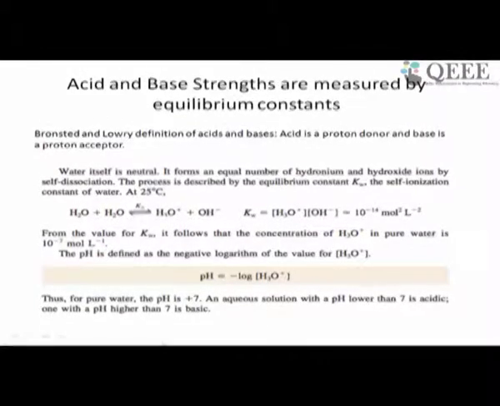If the pH is higher than 7, this component is decreasing and the OH minus component is increasing, which means it is a basic solution. If the pH is lower, that means the H3O plus component is increasing. If you substitute the values, you will find pH is basically the negative log of H3O plus.